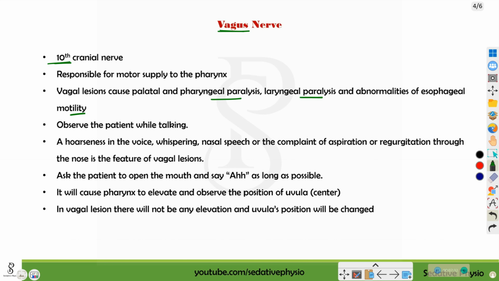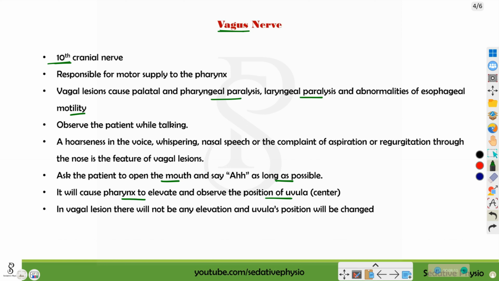Now, it is not necessary that all these symptoms will be present in any particular patient. Some might be absent, but these are all the collective features of vagal lesions. Now, these are just signs and symptoms. For the assessment, we ask the patient to open the mouth and say "ah" as long as possible. It will cause the pharynx to elevate, and we observe the position of the uvula.